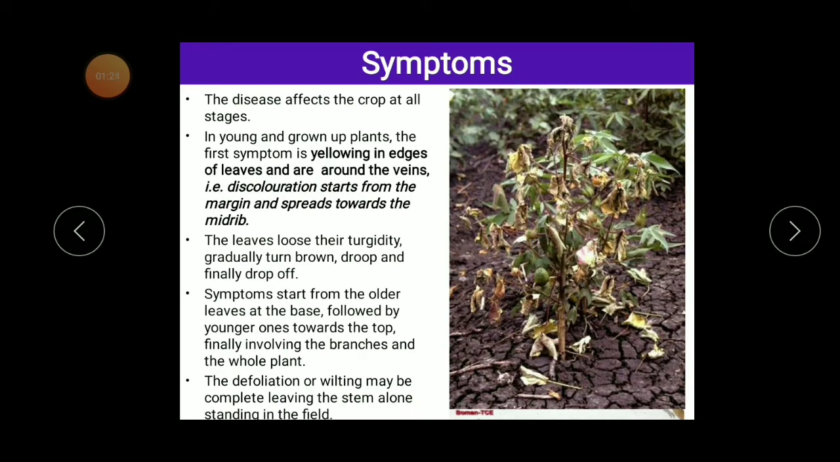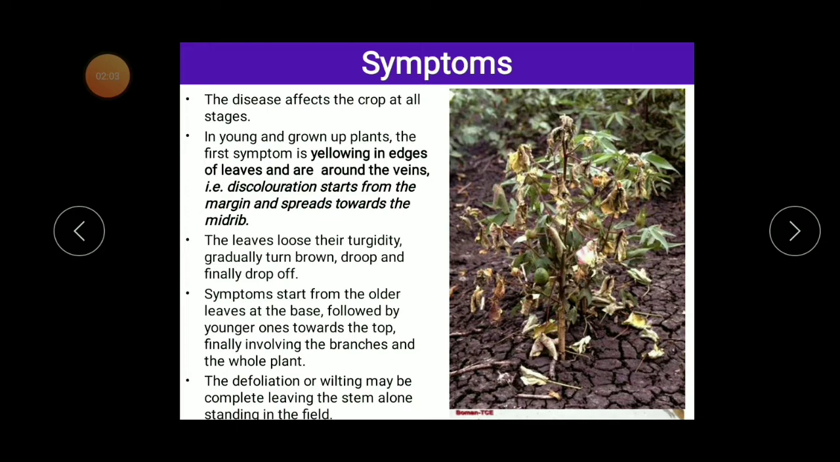So this disease can affect all stages of cotton, and the earliest symptoms appear on the seedling in the cotyledons, which turn yellow and then brown. The base of the petiole shows browning followed by wilting and drying of the seedlings. In young and grown-up plants, the first symptom is yellowing of the edges of the leaf and the area around the veins, that is, discoloration starts from the margin and spreads towards the midrib. The leaves lose their turgidity, gradually turn brown and droop, and then finally drop off.